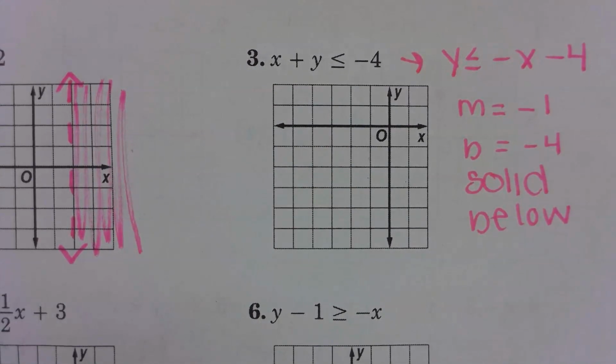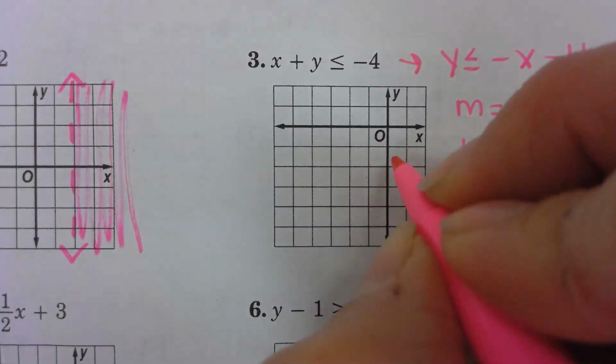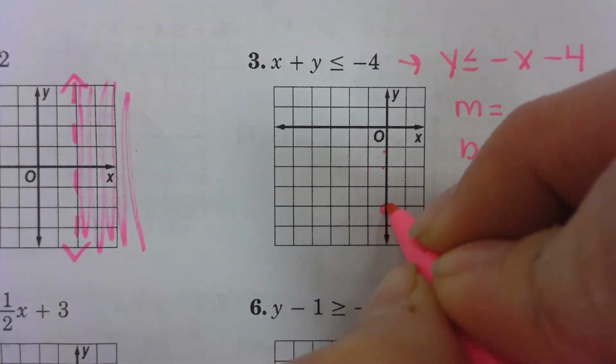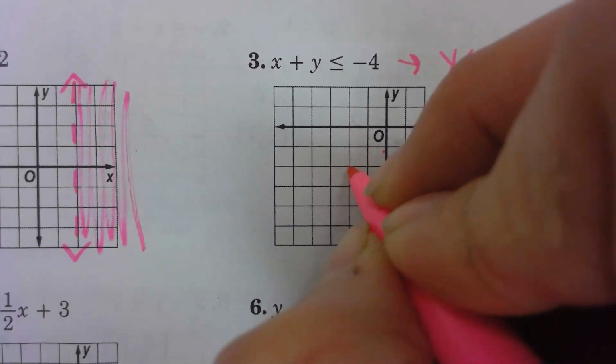Wait, why are we not putting vertex and stuff on these questions? Because these are linear and not absolute values. These graphs are lines. How do I know the difference? The absolute value bars.